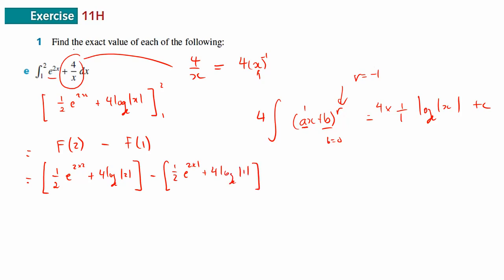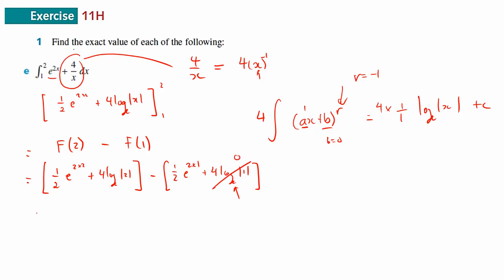Now using your rules, what's log e of 1? 0. You have to remember log e is just asking e to the power of what will give you 1. And we know that e to the power of 0 will give you 1. So this is 0.